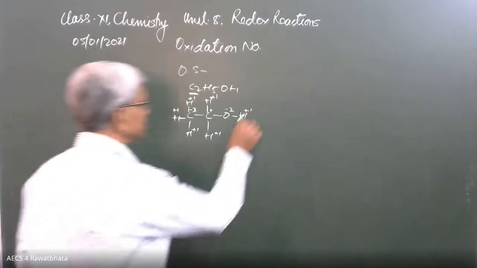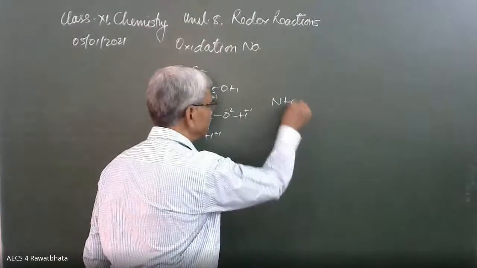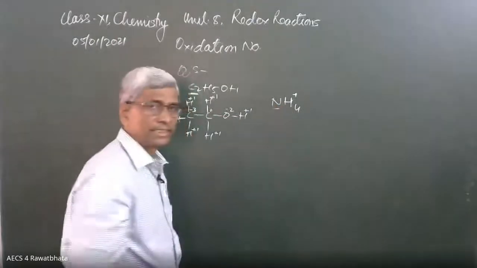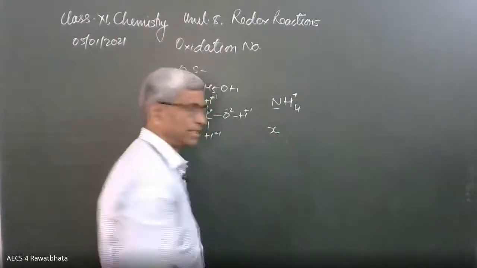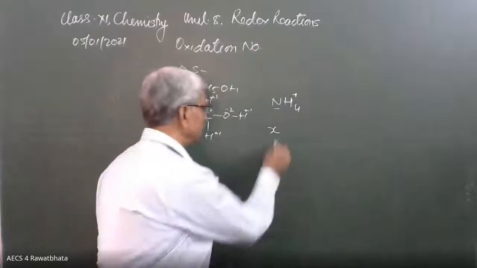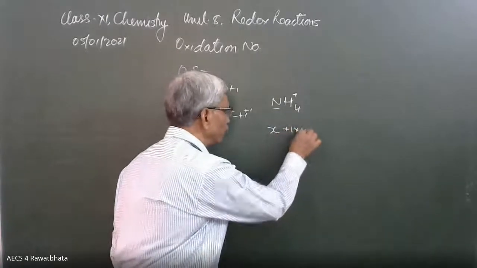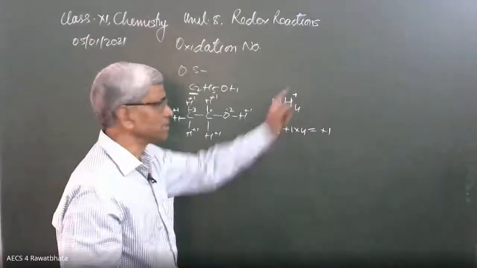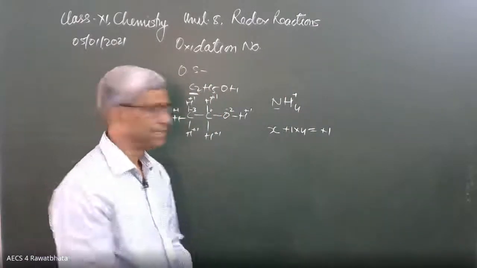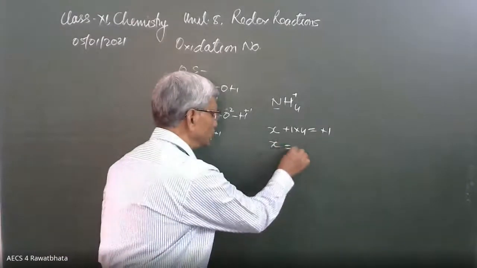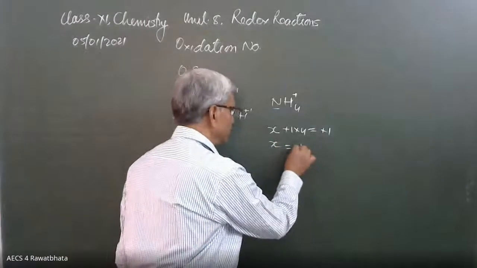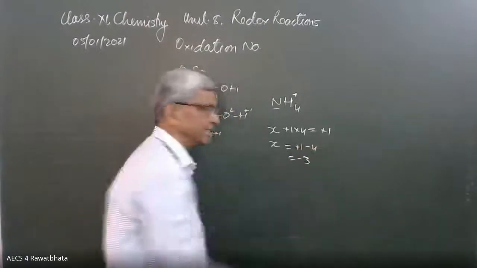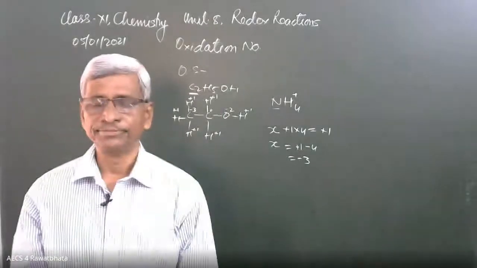Oxidation state of ions like NH4 positive: nitrogen, what is the oxidation state? Let it be X. Nitrogen oxidation state is X. X plus 1 into 4 is equal to +1. Overall charge is +1, that's why it is equal to +1. So here X equals 1 minus 4, which is -3. Nitrogen oxidation state is -3.